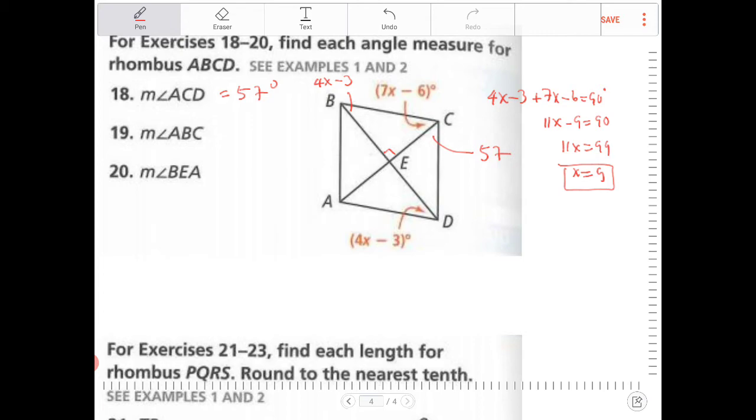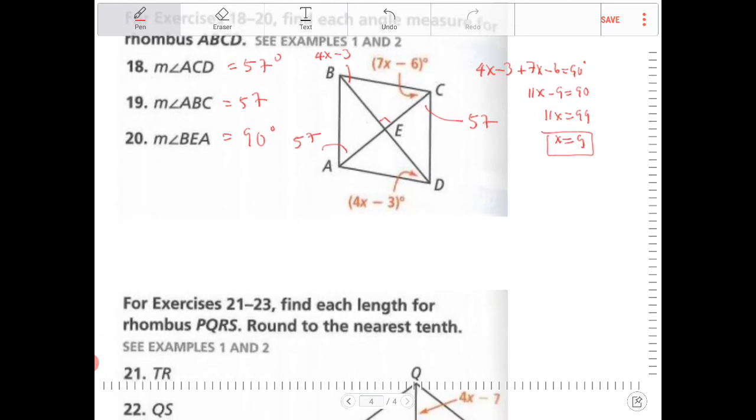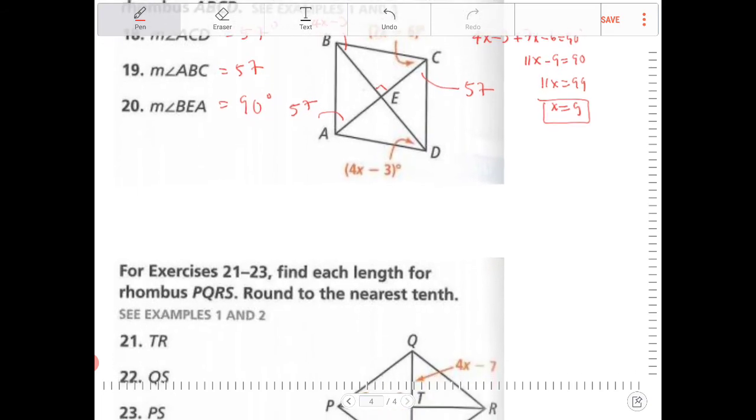Angle BAC is going to be the same thing. That's also 57. BEA has to be 90 degrees because this is a rhombus. Diagonals intersect perpendicular. They are perpendicular bisectors of each other.